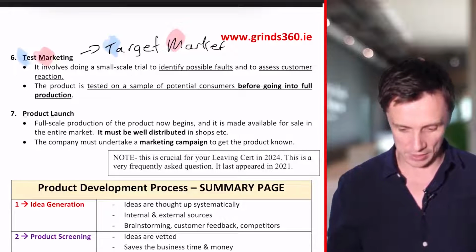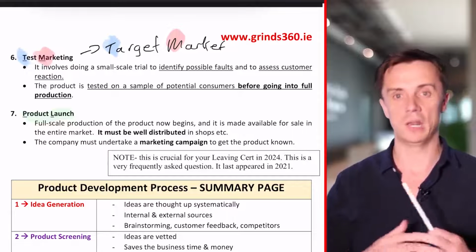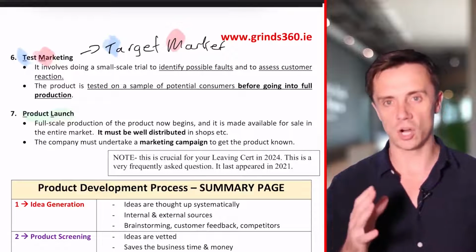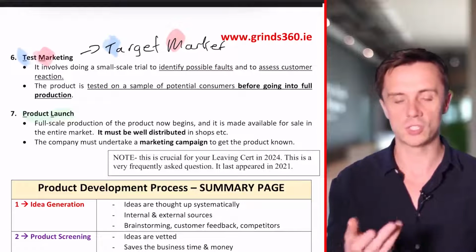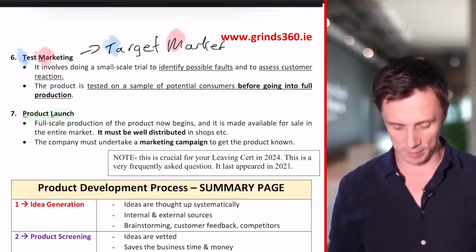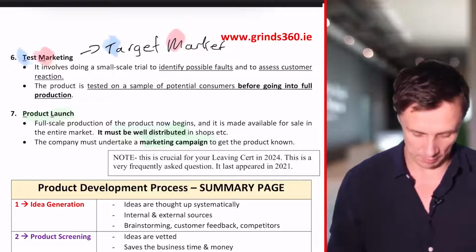And the last stage there you see, guys, is product launch. So once you're happy with that, and once you've gotten all the feedback, you launch the product out in the market. You make sure it's very well marketed, with lots of advertising around it, and also that it's well distributed, that it's easy for people to buy. Perfect. You fire that down, you'll have no problem with the product development process.